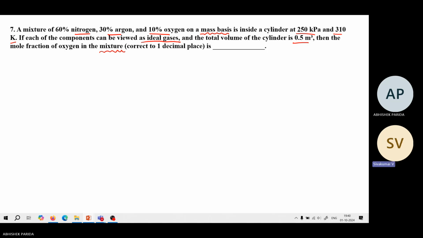Mole fraction of oxygen, I am getting around 0.072, sir. 0.072. So decimal place 1 in the sense 0.1. Okay. We'll see.